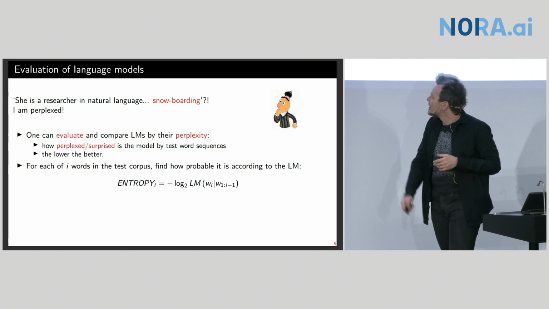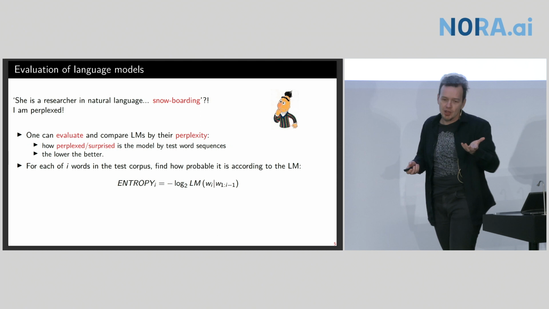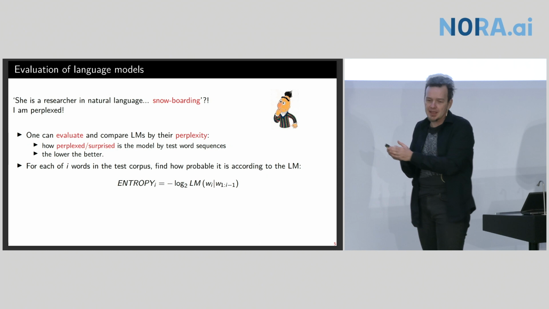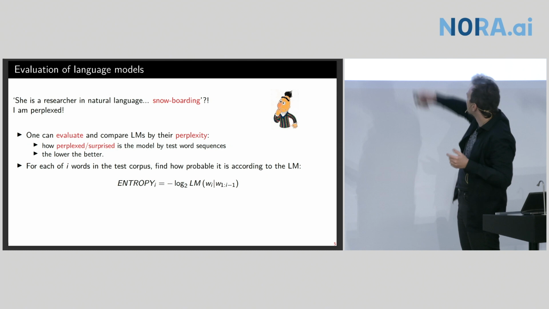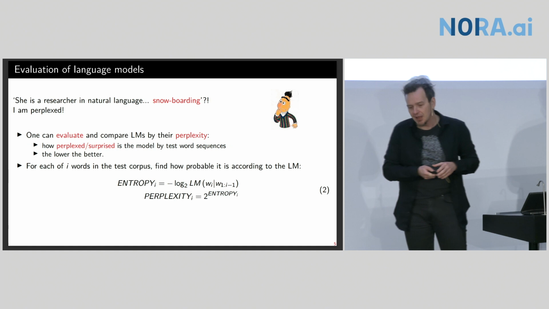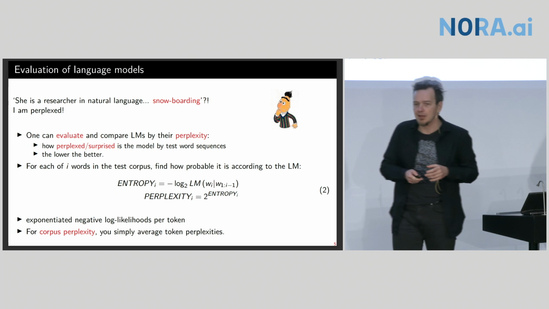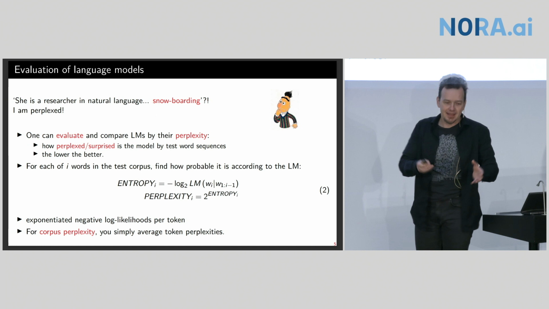You take some test corpus, some test text collection, and for every word in this text collection, you ask the language model what, in its opinion, is the probability of this word given the previous words. So you calculate the so-called entropy, which is essentially the negative logarithm of how probable this word is from the point of view of the language model. The perplexity is just 2 to the power of this entropy, and then you average or sum these over the whole test corpus, and this gives you the so-called test set perplexity. That's the generally accepted measure of how good a language model is.